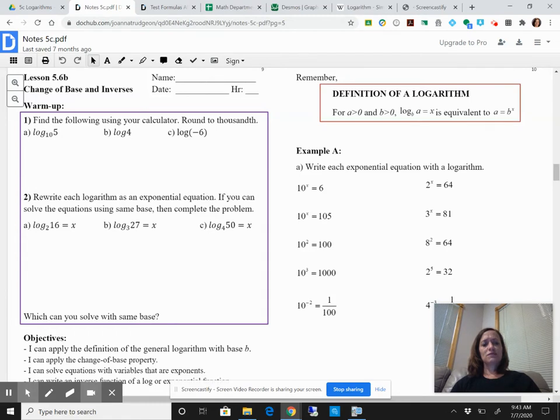This first page is just a lot of the same of what we've already done. So you should be able to do number one, and you should be able to do number two. In one, you're just evaluating in your calculator, and in two, you're going to rewrite these using the same base method, and then see if you can go ahead and solve it. We'll actually talk about C together, so you'll just do A and B for number two and go from there.